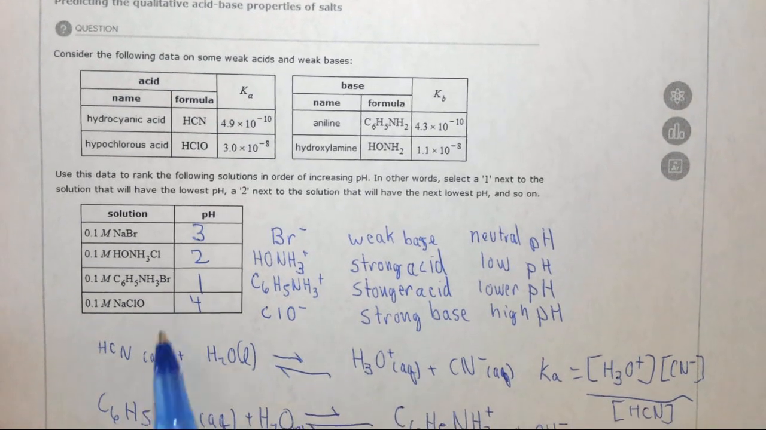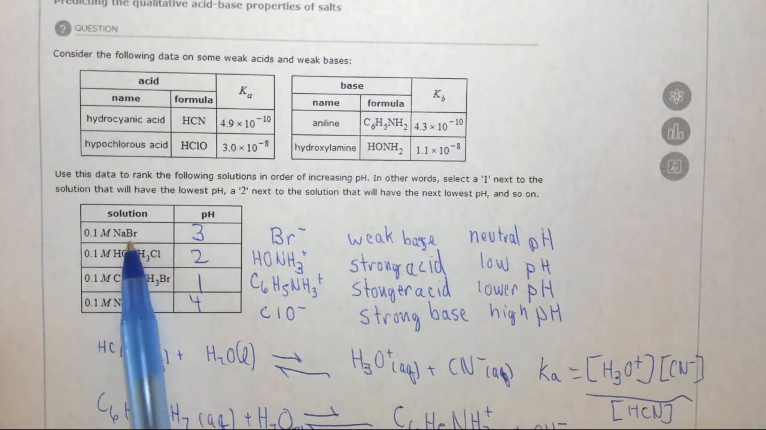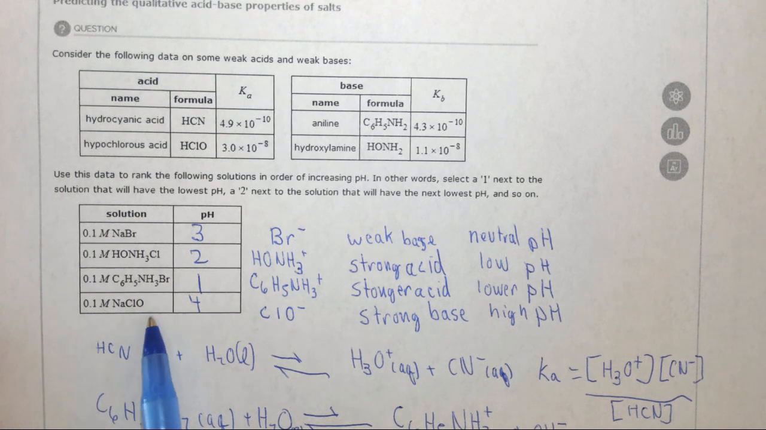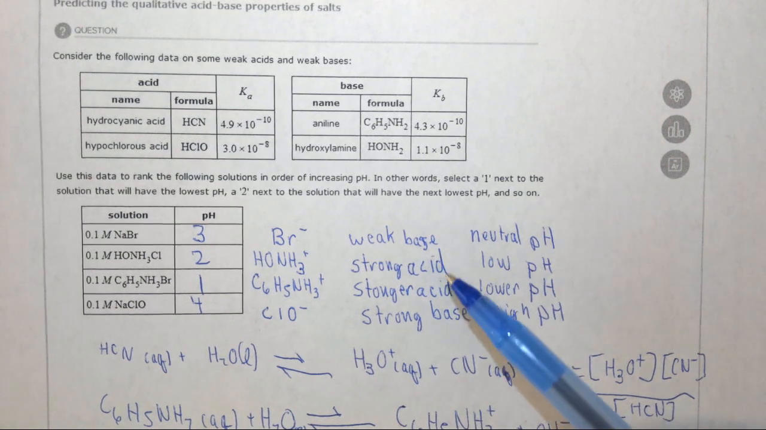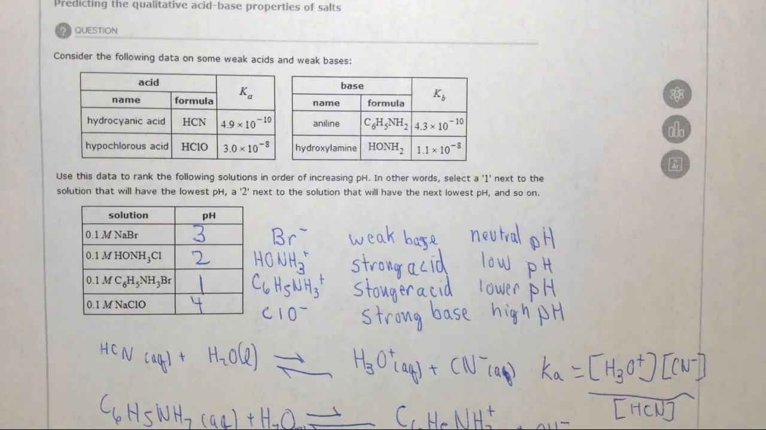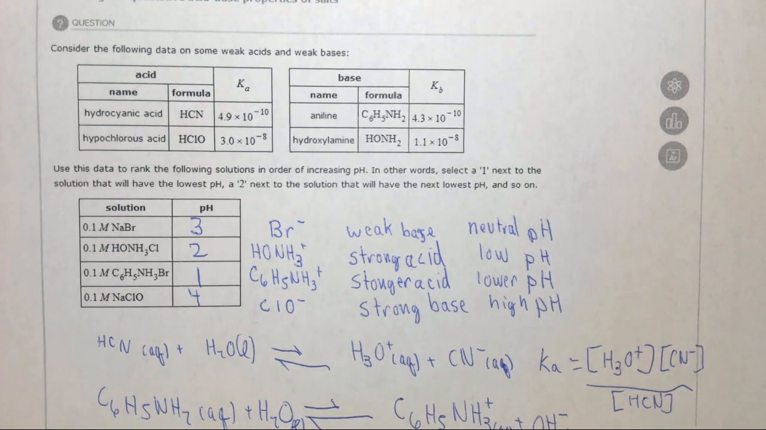So what you have to do is identify whether you have the weak acid or the conjugate base of a weak acid, or a weak base or the conjugate acid of a weak base, and then you can identify whether you have a strong acid, strong base, or weak base in solution, and then you can determine the pH based on that information. This is a fairly complex question.